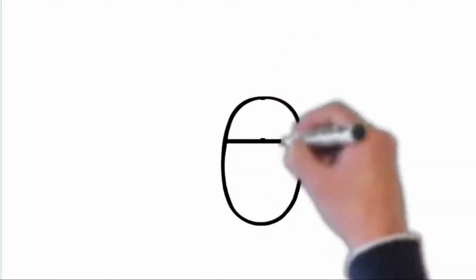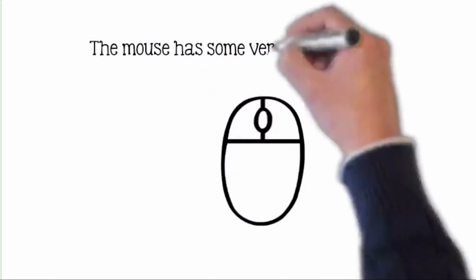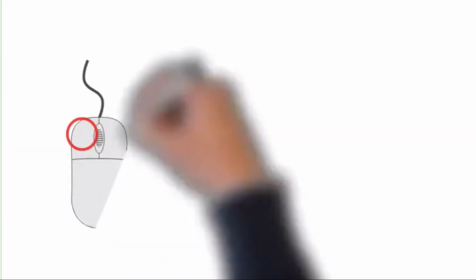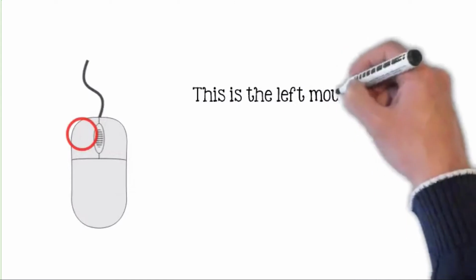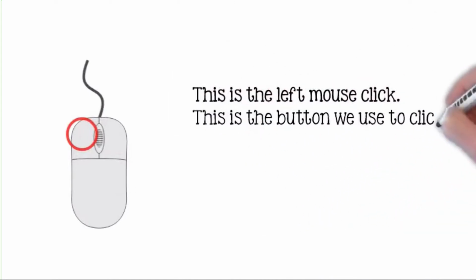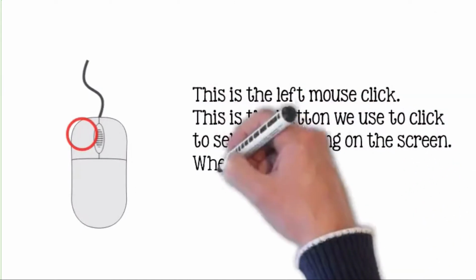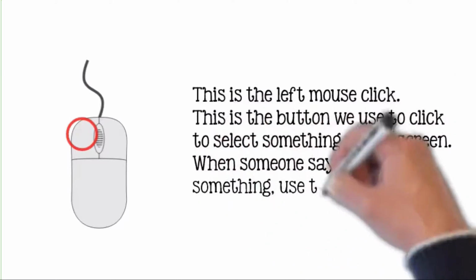The mouse has some very important buttons. This is the left mouse click. This is the button we use to click on something on the screen. When someone says to click on something, use the left click button.